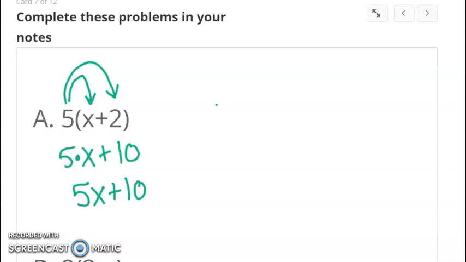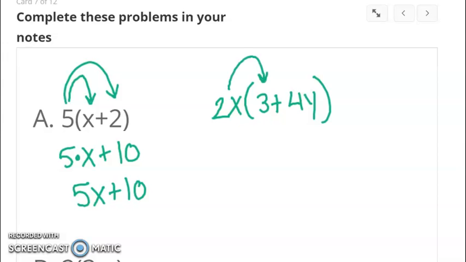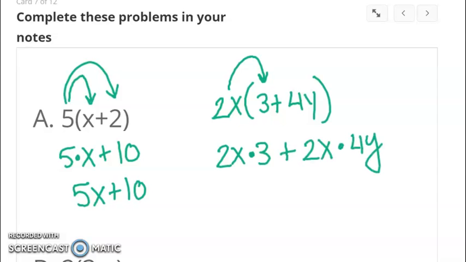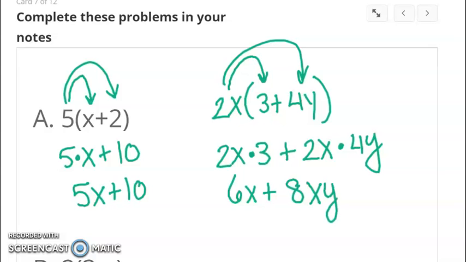What if I had an expression such as 2x times 3 plus 4y? Same concept. 2x times 3 plus 2x times 4y. Now, 2 times 3 is 6, so this is going to get me a 6x. Plus 2 times 4 is 8, and x times y is simply xy. In order to apply the distributive property, all I do is multiply.